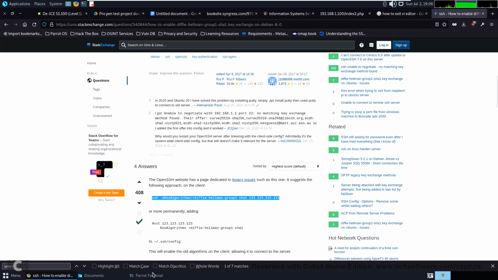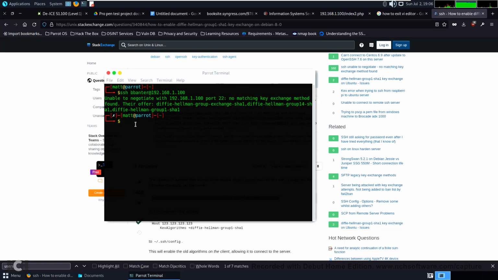Let's copy this. Let's go back to Parrot. Paste. Let's change what we need to. Okay. Let's make sure that this matches. Okay, SSH -o KexAlgorithms, key exchange algorithm equals plus diffie-hellman-group1-sha1. Do we have that? diffie-hellman-group14-sha1. diffie-hellman-group1-sha1. Well, let's give it a shot. Is it spelled right? D-I-F-F-I-E. Okay.